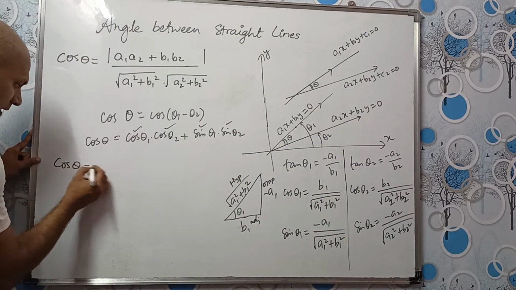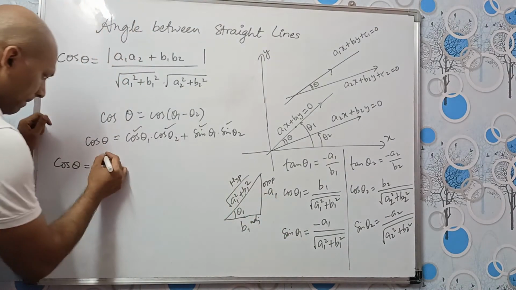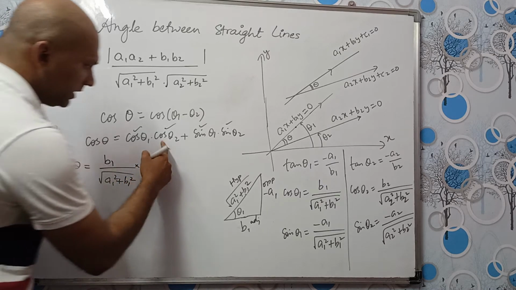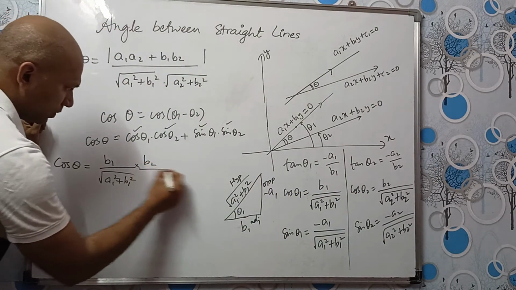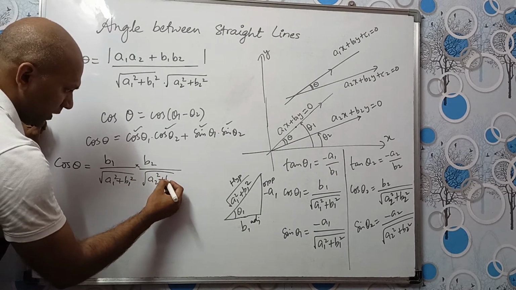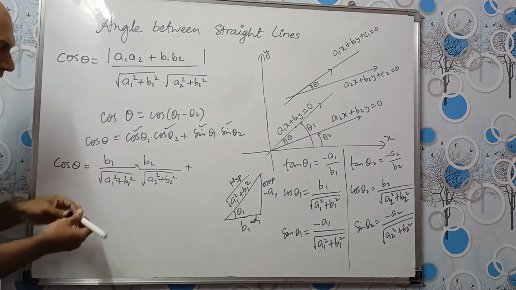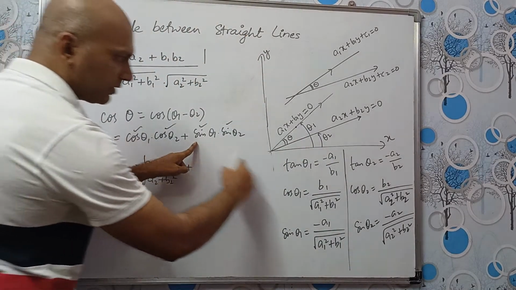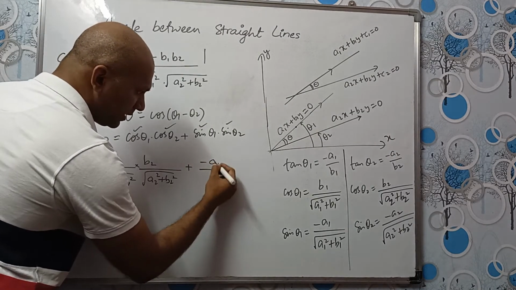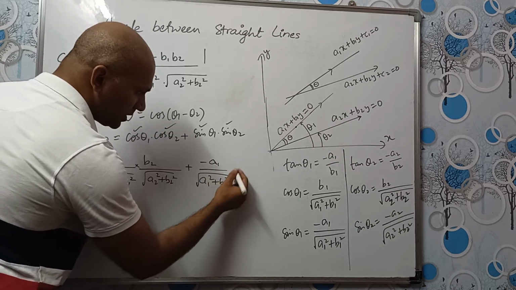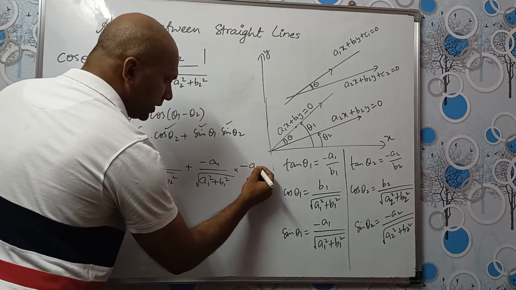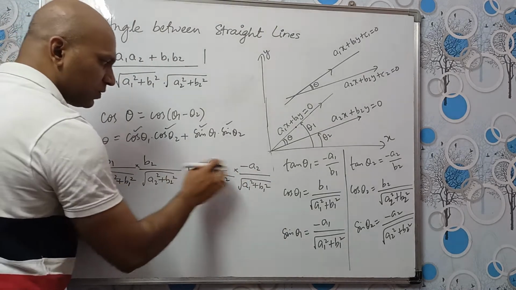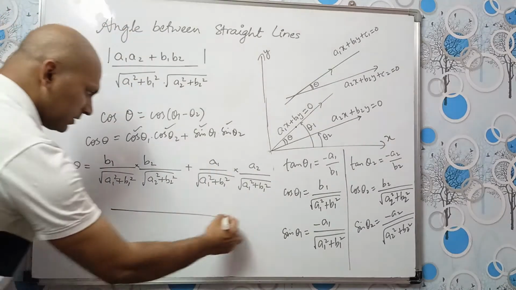So we have cos theta is equal to cos theta 1, b1 divided by root of a1 square plus b1 square, multiplied by cos theta 2, b2 divided by root of a2 square plus b2 square. Okay, plus, sin theta 1, minus a1 divided by root of a1 square plus b1 square, multiplied by sin theta 2, minus a2 divided by root of a2 square plus b2 square. See, minus into minus, this will become plus, right? So denominators are the same, right?